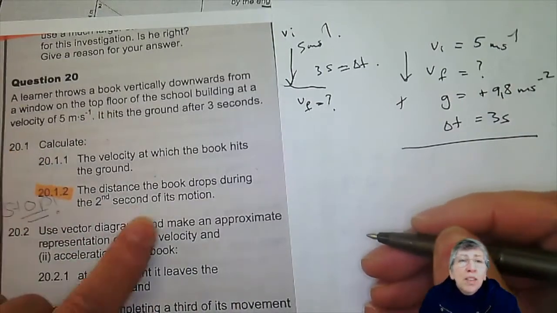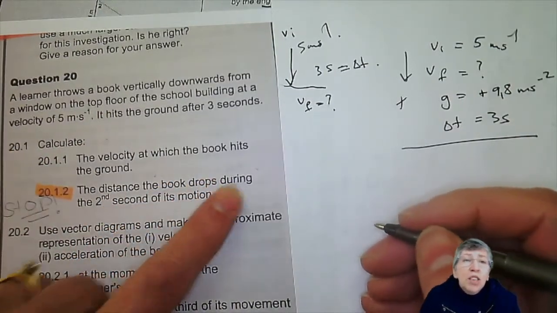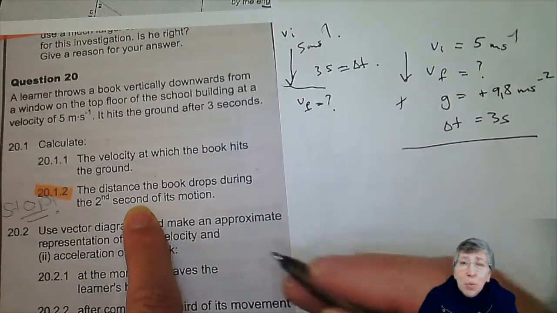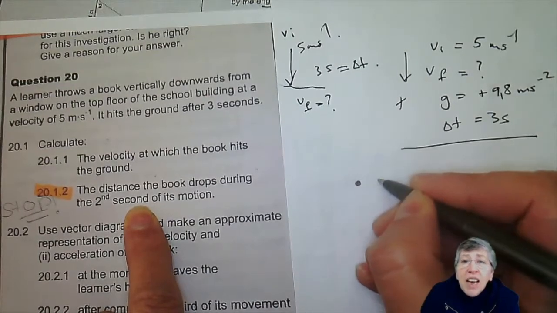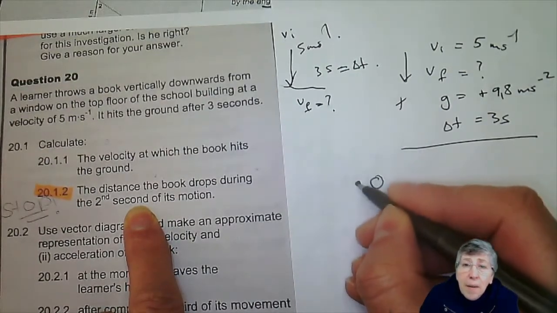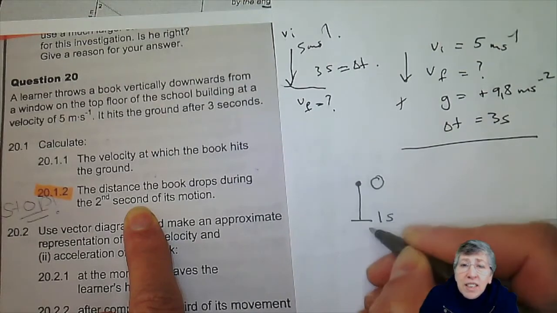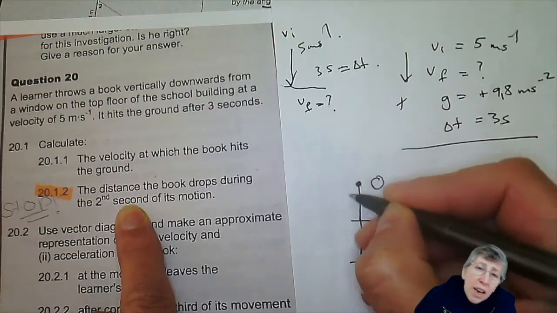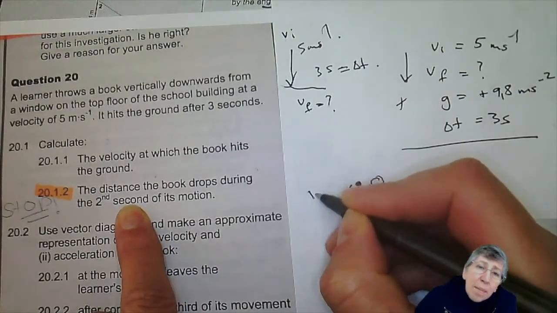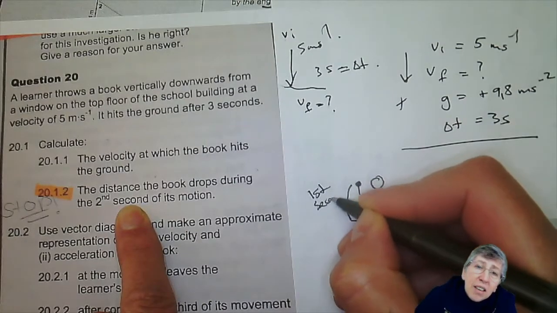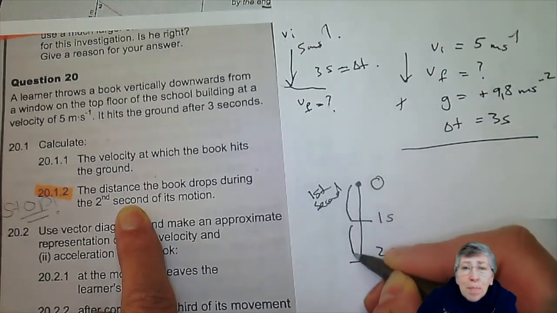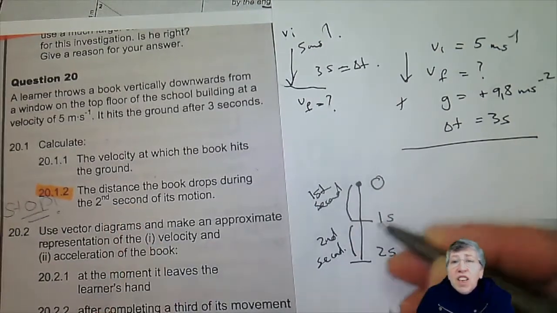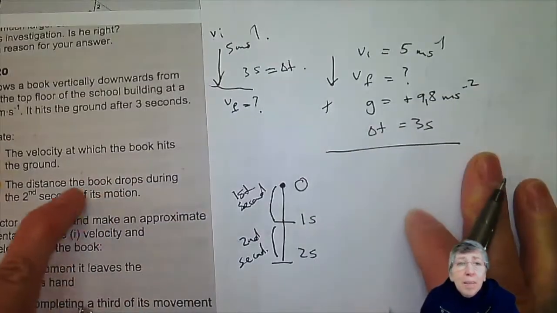The problem for this guy was the distance the book drops during the second. Now that is what we are talking about. Let's say we're starting out at time 0, then we have after 1 second, and then we have after 2 seconds. So if they're talking about that part, they're talking about the first second. If they're talking about that part, they're talking about the second. So they are actually looking for that distance.